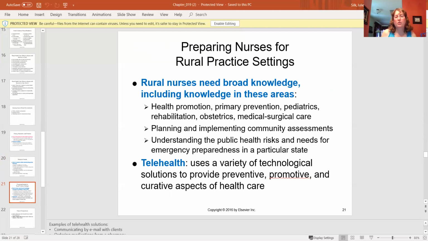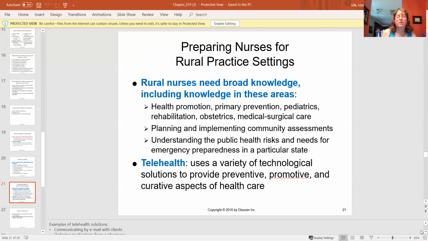Okay, so preparing nurses to go out and actually practice in those settings is kind of difficult. Rural nurses need a broad knowledge, including knowledge in these areas. They need to know things about health promotion, primary prevention, pediatrics, rehabilitation, obstetrics, medical surgical care, planning and implementing community assessments, and understanding the public health risks and needs for emergency preparedness in a particular state. They need to know how to do telehealth. Telehealth uses a variety of technological solutions to provide preventative, promotive, and curative aspects of healthcare. So that would be very beneficial to them.